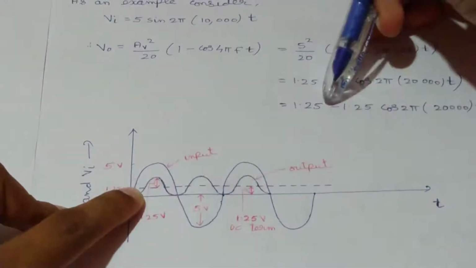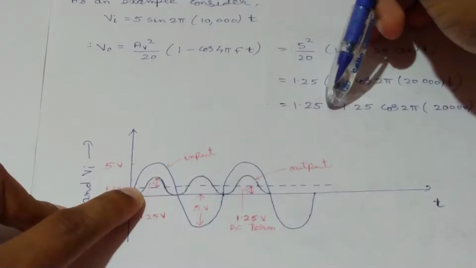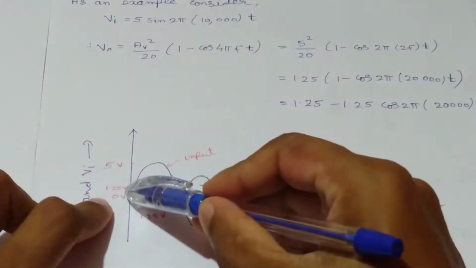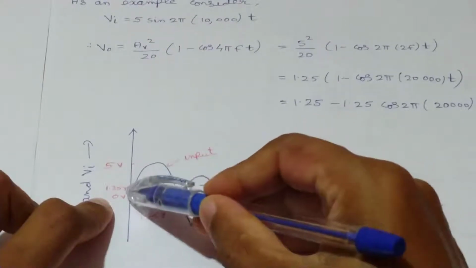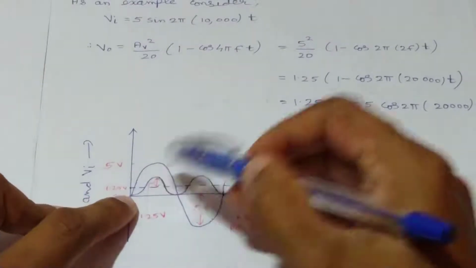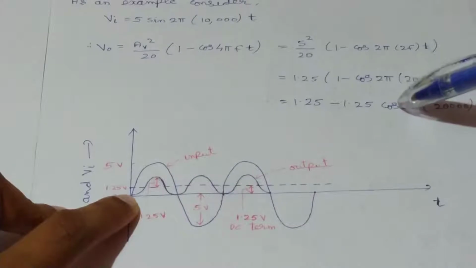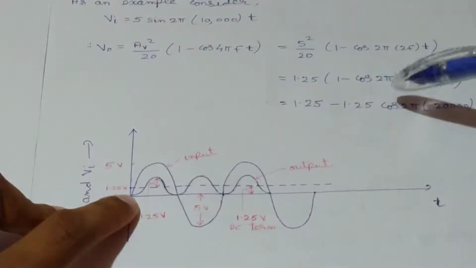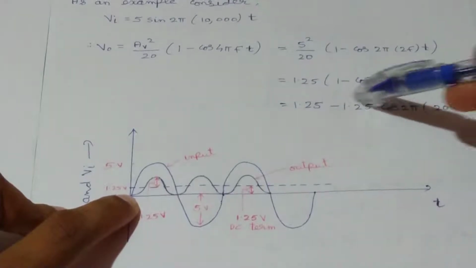Okay, then here we have a negative sign, so when we plot this cosine waveform it should be minus cos. Here we can see it is minus cos, starting from this 0 point. The amplitude of this cosine signal is 1.25 volt. The peak amplitude of this cosine signal is 1.25 volt.